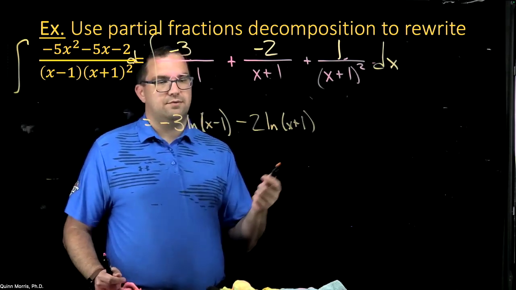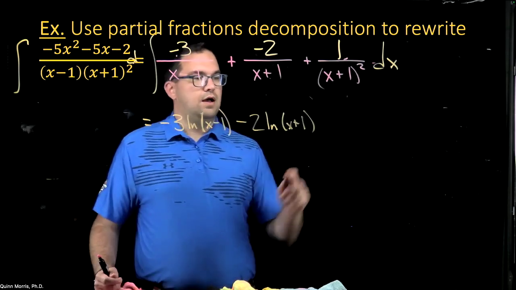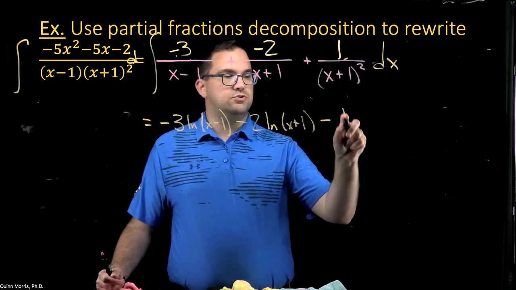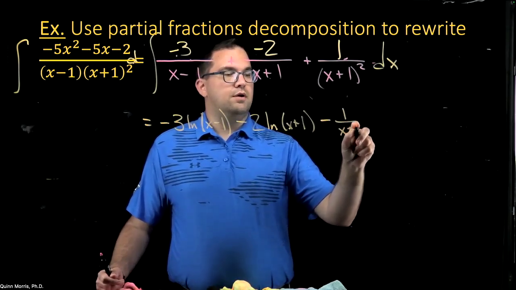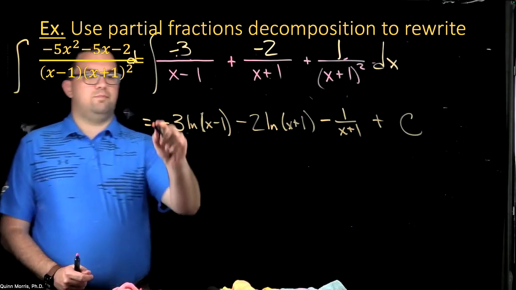As I mentioned, we'll be dealing with these fairly often. You would set u equal to x plus 1. This would become minus 1 over x plus 1. And then to wrap it all up, we'd have a plus c.